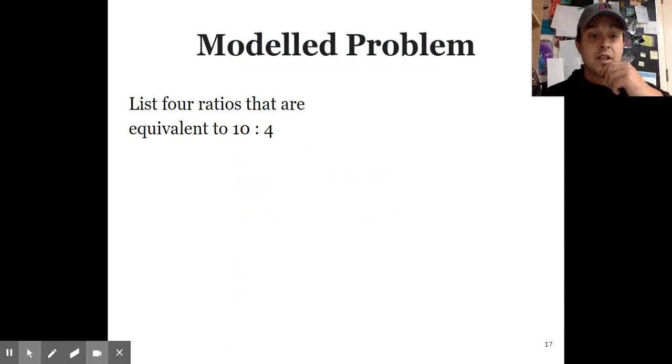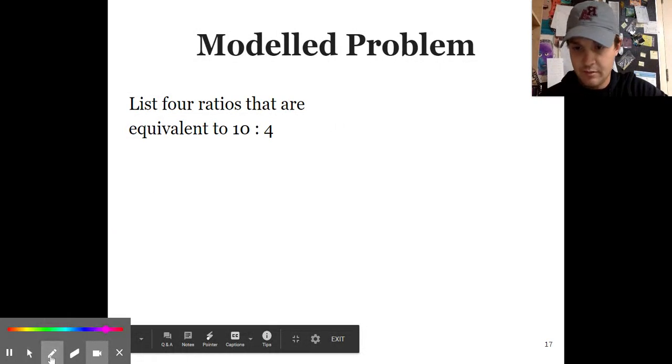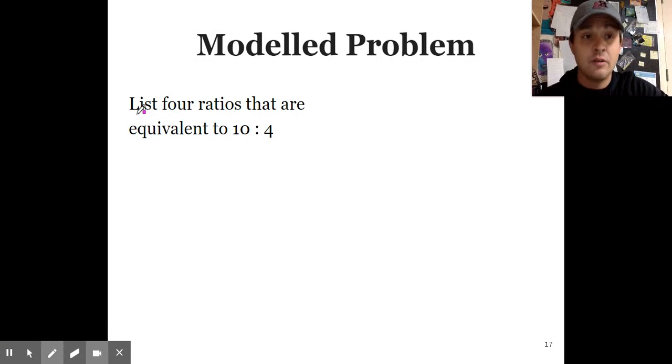All right. We're going to model a problem. List 4 ratios that are equivalent to 10 to 4. Again, I'm using my laptop pen, so it's not going to be perfect, but I'm doing my best. So first I need to understand what this problem's asking. Oh, and if you're in class, you can just pause it and do it, your teacher, and then skip past this. Anyways, list 4 ratios that are equivalent to 10 to 4.